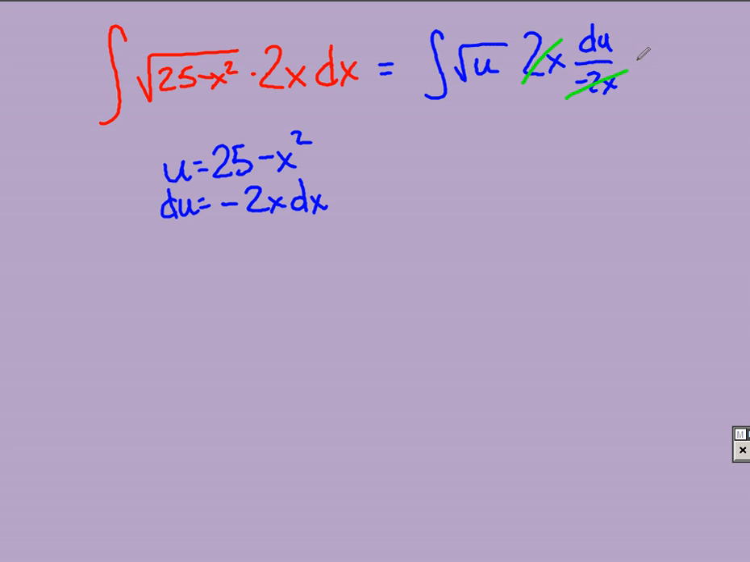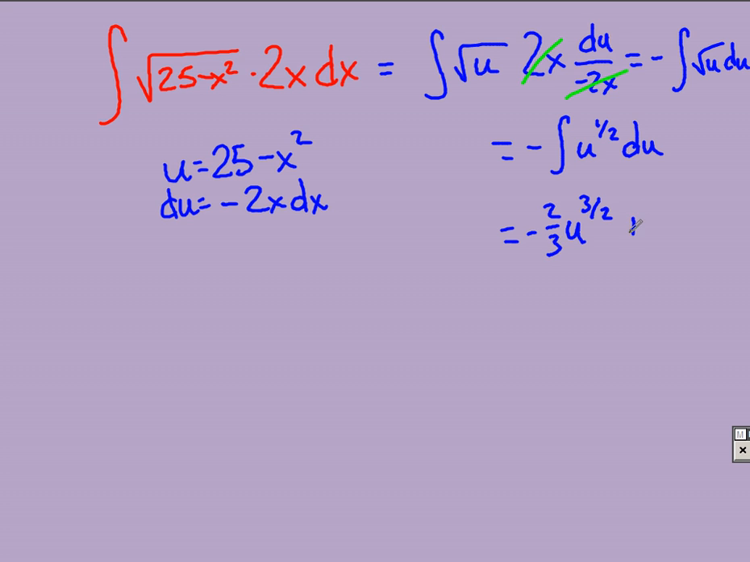I still have that negative there, so it's the negative integral of the square root of u du. I'll simplify that and make it negative integral of u to the 1/2 du, because we like the 1/2 power better. Now evaluate that integral. Negative will stay there. It's now going to be u to the 3/2, which means my fraction in front should be 2/3, plus c. The negative stays in front like it was, and then change it back in terms of x, so it'll be 25 minus x squared to the 3/2 power plus c.